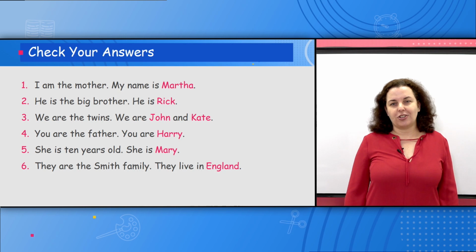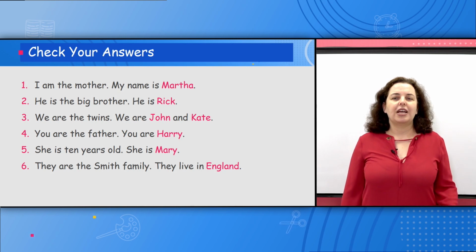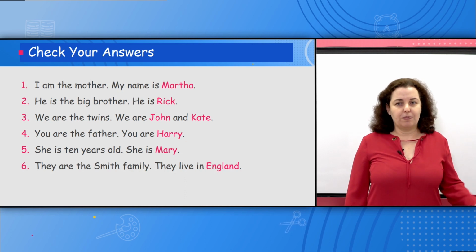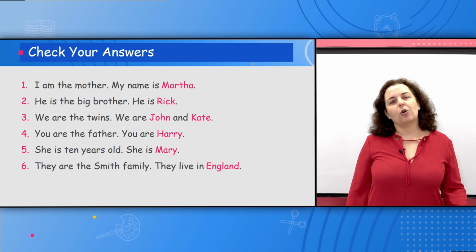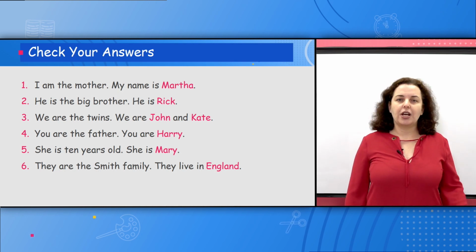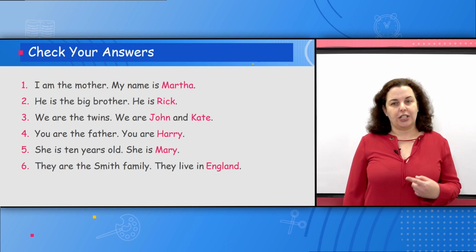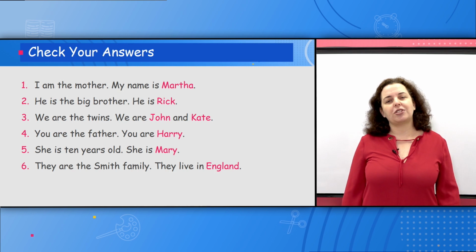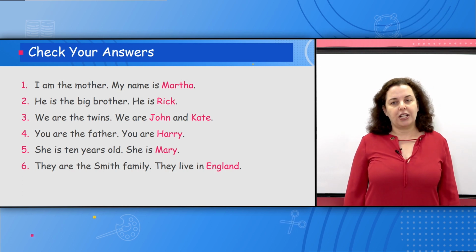Let's check your answers together. I am the mother. My name is Martha. He is the big brother. He is Rick. We are the twins. We are John and Kate. You are the father. You are Harry. She is 10 years old. She is Mary. And number 6, they are the Smith family. They live in England.